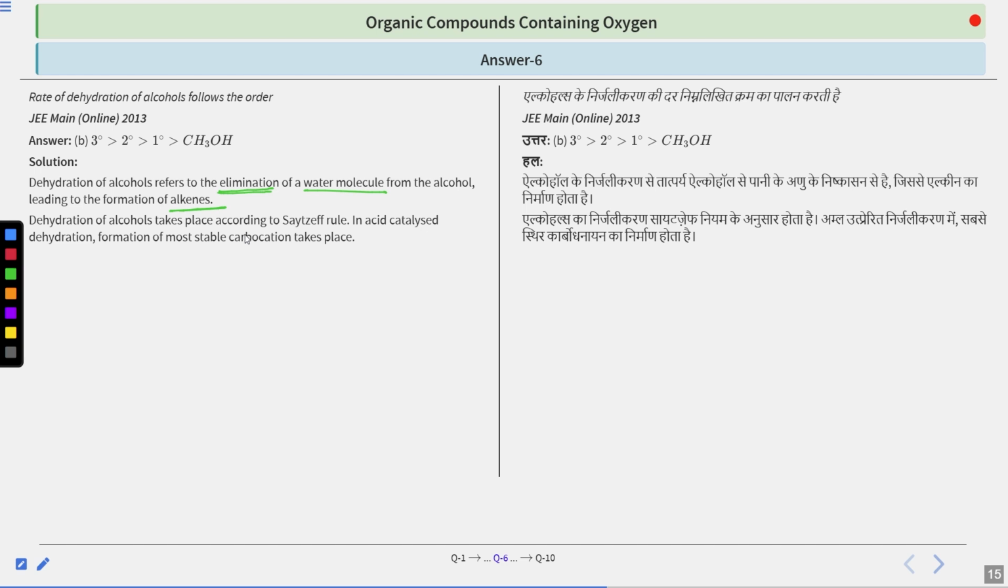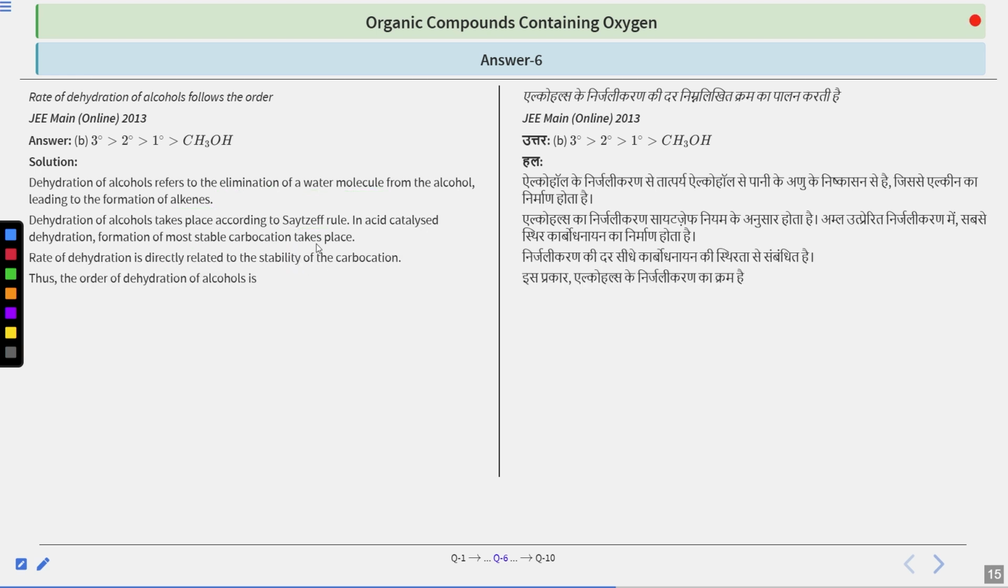Dehydration of alcohol takes place according to Saytzeff's rule. In acid catalyzed dehydration, formation of the most stable carbocation takes place. When you dehydrate the alcohol in the presence of acid as a catalyst, there will be a formation of the most stable carbocation. The rate of dehydration is directly related to the stability of the carbocation. The more stable the carbocation, the more the rate of dehydration.